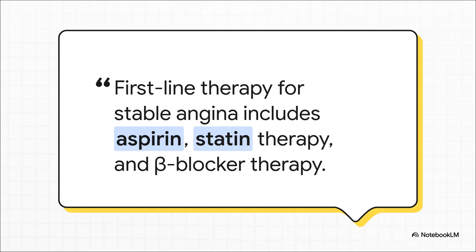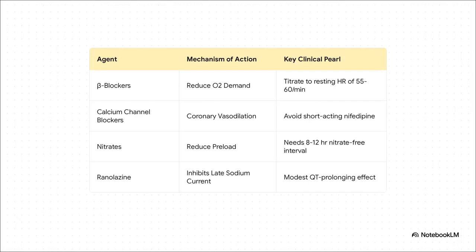They're controlling the patient's symptoms now, and, just as crucially, they're preventing future heart attacks and strokes down the road. This table is basically your anti-anginal toolkit. You can see how each drug class attacks that same supply and demand problem. Beta blockers are first choice. They reduce the heart's oxygen demand by slowing things down.